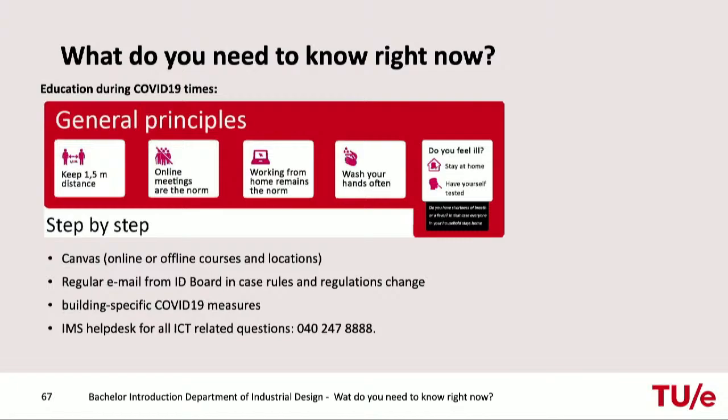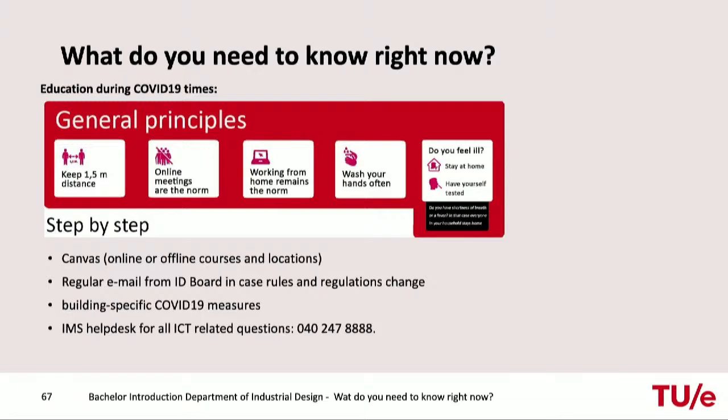So keep 1.5 meter distance. Online meetings are the norm. You work from home, that's also the norm. You wash your hands often. If you feel ill, or if your roommates feel ill, or any parents or relatives that you live with feel ill, you stay at home and you get yourself tested. Also mentioned here, in case you have shortness of breath or a fever, everybody in your household stays home.